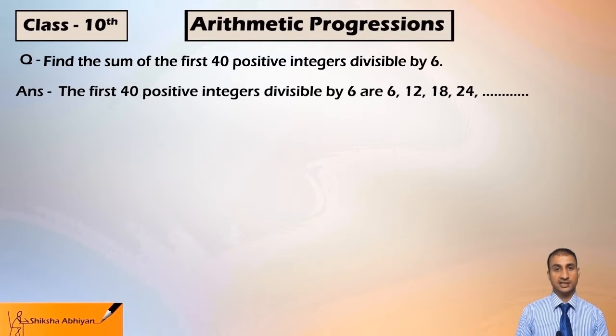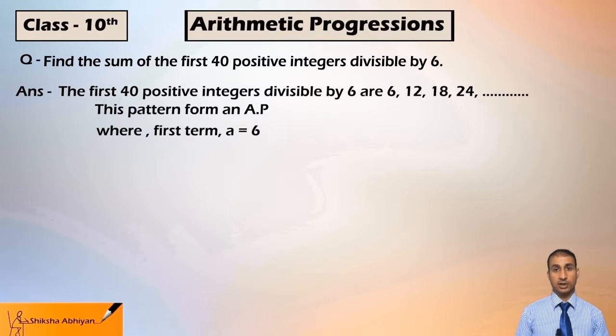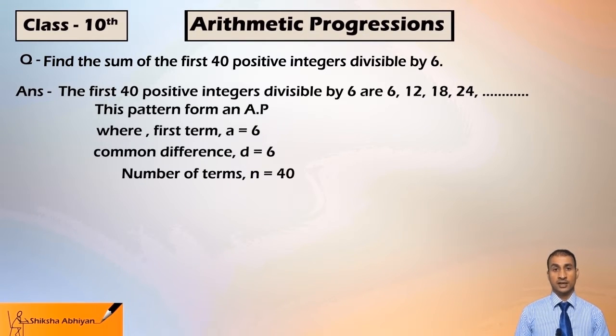फर्स्ट इज 6 पॉजिटिव इंटीजर, पहला 6 है जो 6 से डिवाइड होता है. देन 12, देन 18, देन 24, 30, 36 and so on. Now this pattern forms an AP whose first term a is equal to 6 and the common difference D is also 6. You can see the difference between the terms is 6. Now here n is equal to 40 because you have to find out the sum of the 40 numbers.